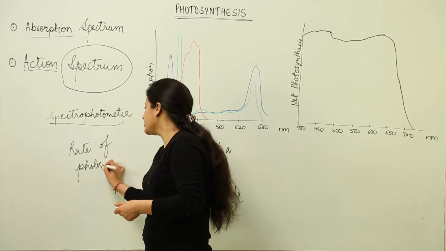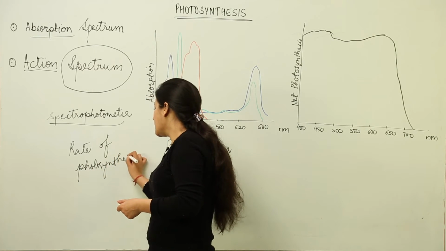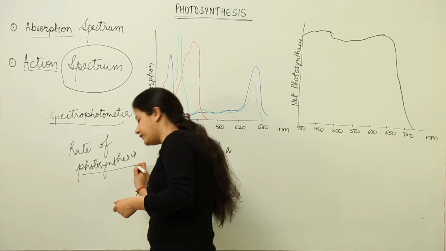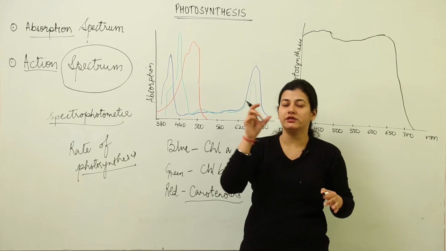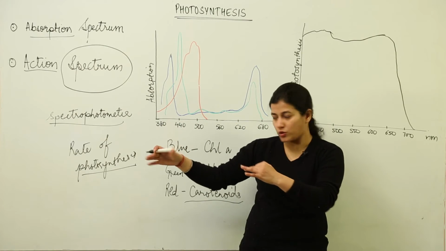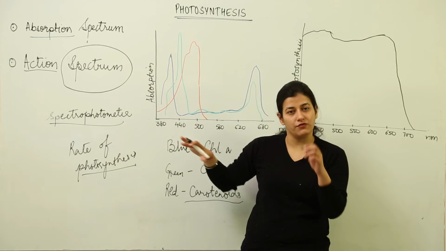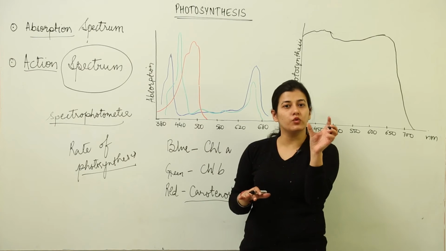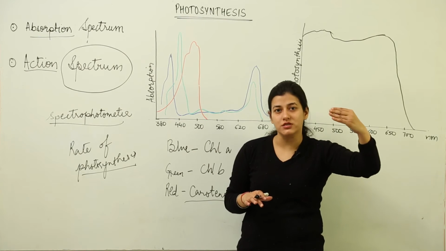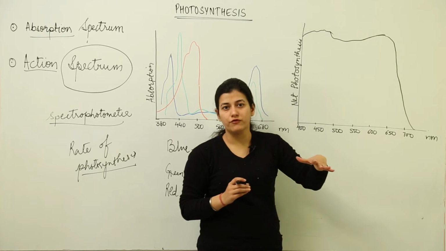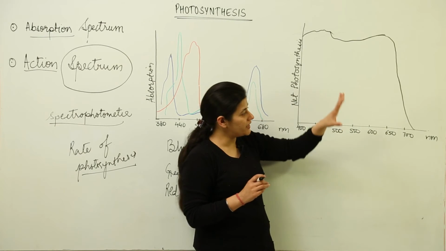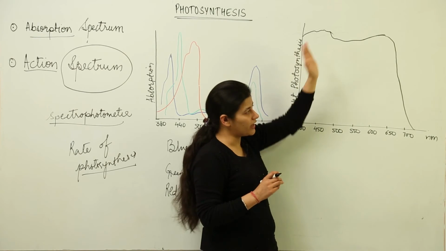Now this rate of photosynthesis, when it is depicted relative to different wavelengths, at what wavelength do we have which rate? That is what the action spectrum is. Like if you have the wavelength that ranges between violet and indigo, what is the rate of photosynthesis at that point? Then as you move through the spectrum, what would be the rate of photosynthesis? That would be represented in the action spectrum that we have over here.